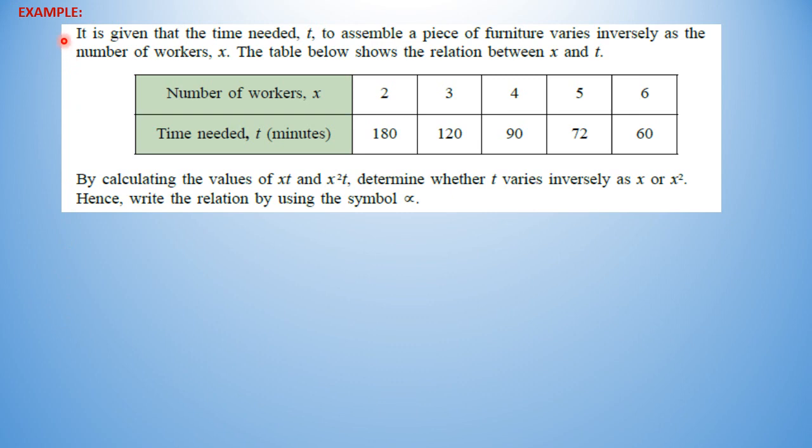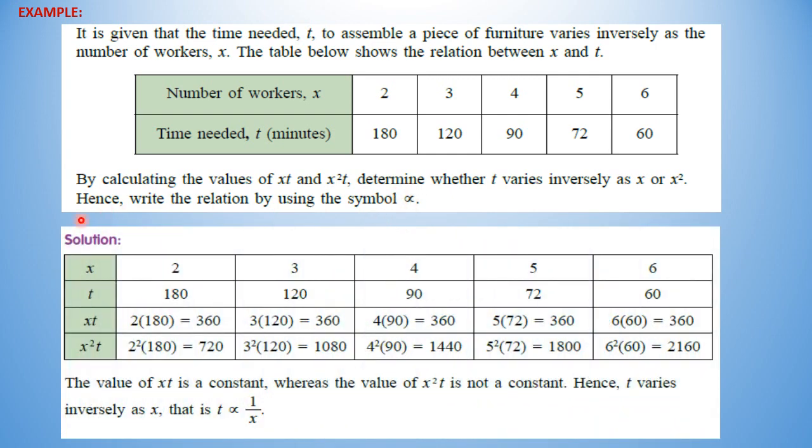Look at the example below. It's given that the time needed, t, to assemble a piece of furniture varies inversely as the number of workers, x. The table below shows the relation between x and t. x represents the number of workers: 2 workers, 3, 4, 5, and 6. Time needed in minutes: 180, 120, and so on. By calculating the values of xt and x squared t, determine whether t varies inversely as x or x squared. After that, you have to write the relation by using this symbol.